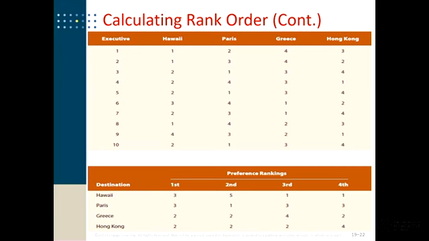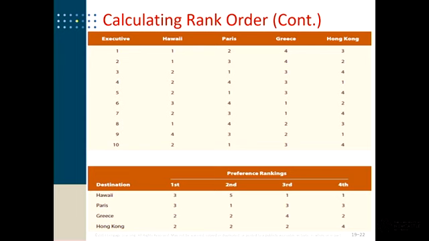Paris, 3 first. It means that 3 of the executives ranked Paris first, 1 of them ranked Paris second, 3 of them ranked it 3rd, and 3 of them ranked it 4th. Greece, 2 of them ranked first, 2 of them ranked it second, 4 of them ranked it 3rd, and 2 of them ranked it 4th. The same as Hong Kong. 2 each of them ranked Hong Kong first, second, and 3rd, and 4 of them ranked it 4th. Okay, so that's a summary.